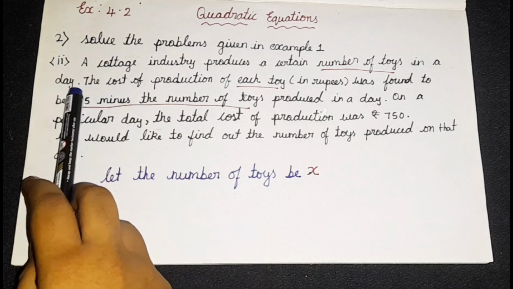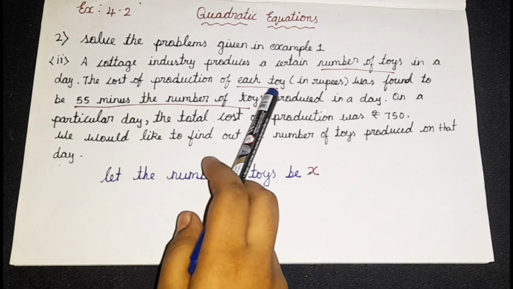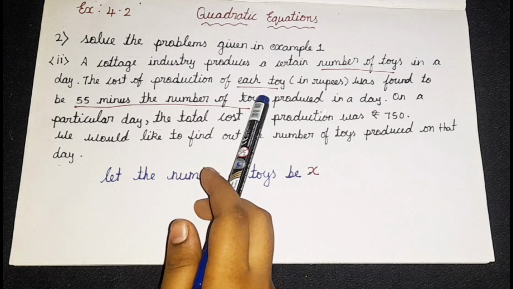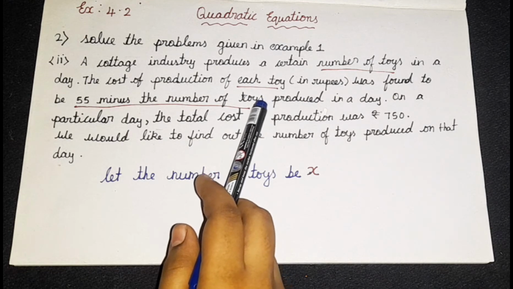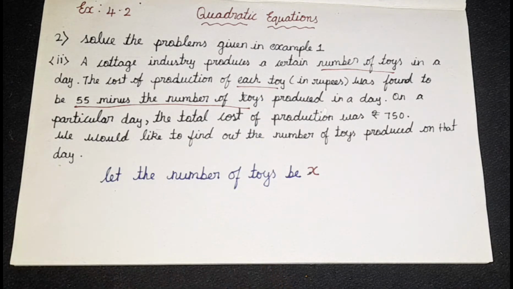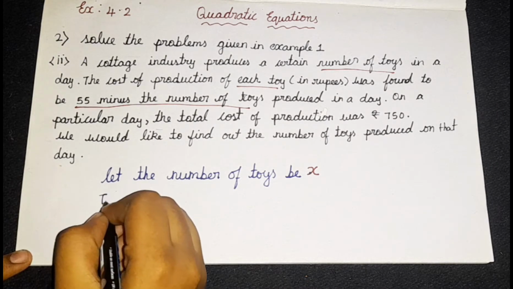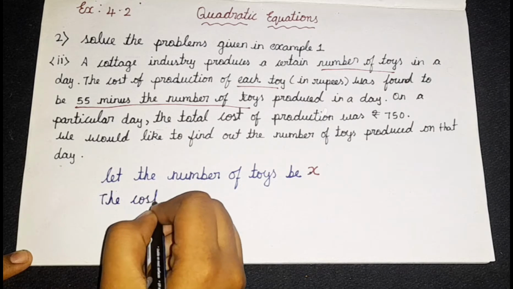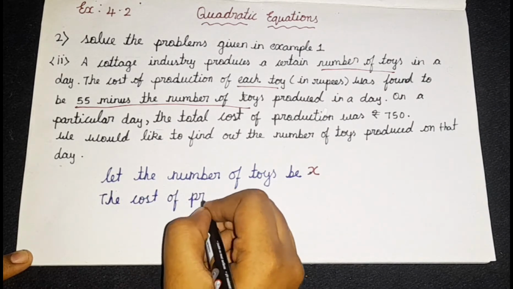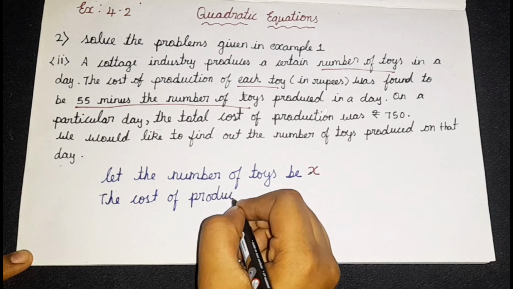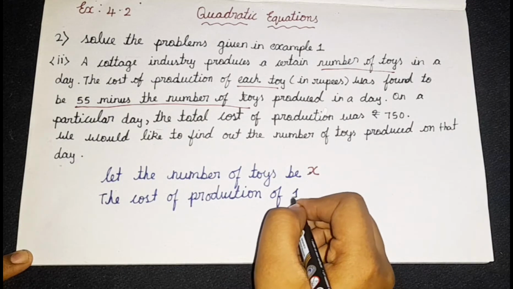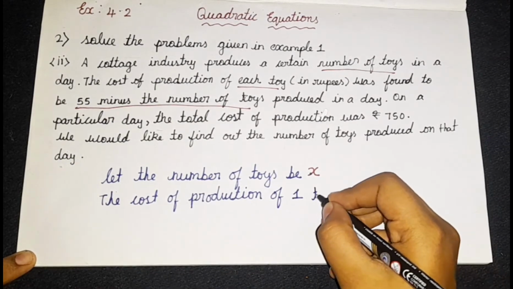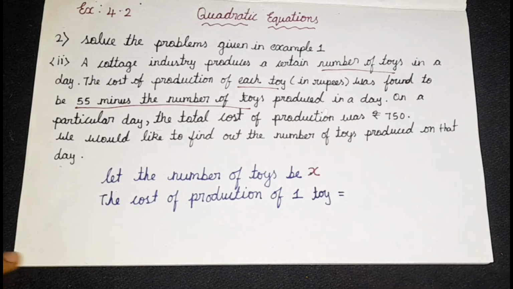We know the number of toys is x, but what about each toy? After this statement we have the cost of production of each toy. Here each means 1, am I right? We know the number of toys now, that is x, but we don't know one toy. So we are going to write the cost of production of each toy, which means one toy only. So let us write one toy. What is the cost of production of one toy?